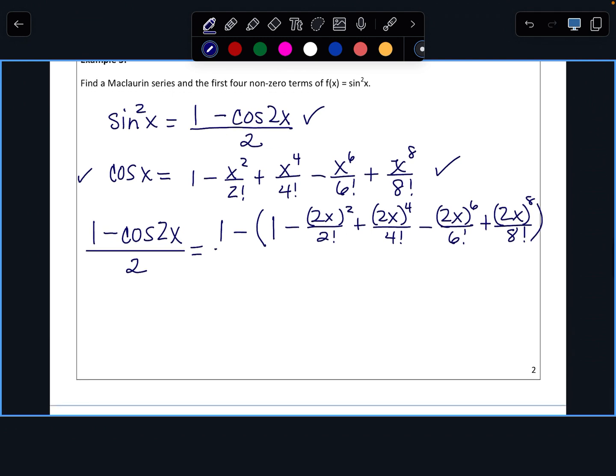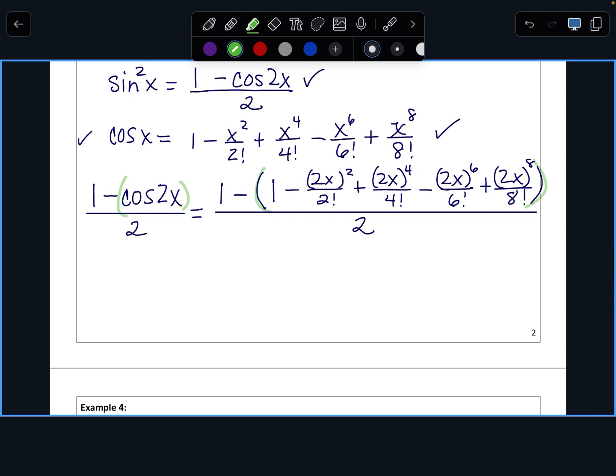Okay, so I have that, and then this is all over 2. You see that's cosine 2x in the parentheses there, and then we have 1 minus cosine 2x here, divided by 2. So we're going to do a little simplifying. We have 1 plus a negative, plus a negative, plus a negative, so I distributed the negative sign. Let's go back to this and see what we get.